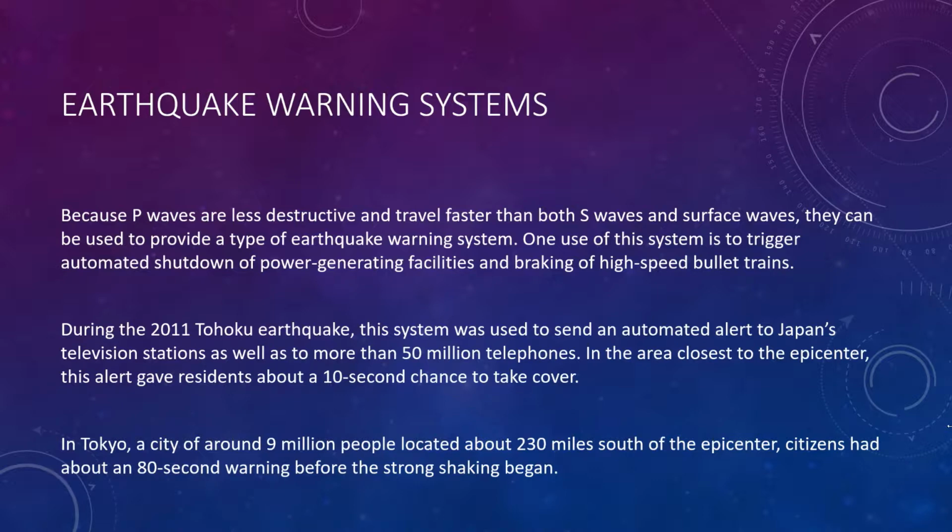In addition, during the 2011 Tohoku earthquake, this system was used to send an automated alert to the nation's television stations, as well as to more than 50 million telephones. In the area closest to the epicenter of the earthquake, this alert gave residents a 10-second chance to take cover. Tokyo, a city of around 9 million people located about 230 miles south of the epicenter, had about 80 seconds of warning before the strong shaking began. But unfortunately, in the United States, we don't have any warning system like this in place.